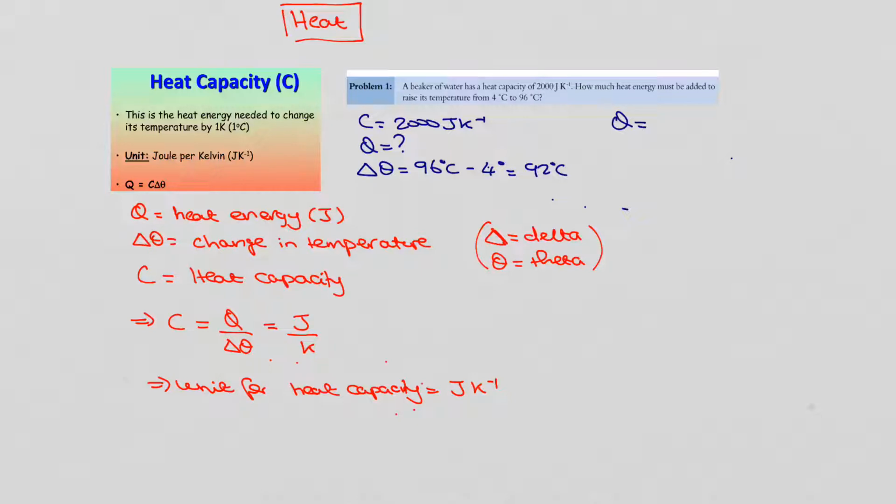So the amount of energy required to bring this temperature from 4 to 96 will be 2000 times 92, which is 184,000 joules. In other words, the amount of energy required to bring the temperature from 4 to 96 degrees Celsius for a beaker of water will be 184,000 joules.